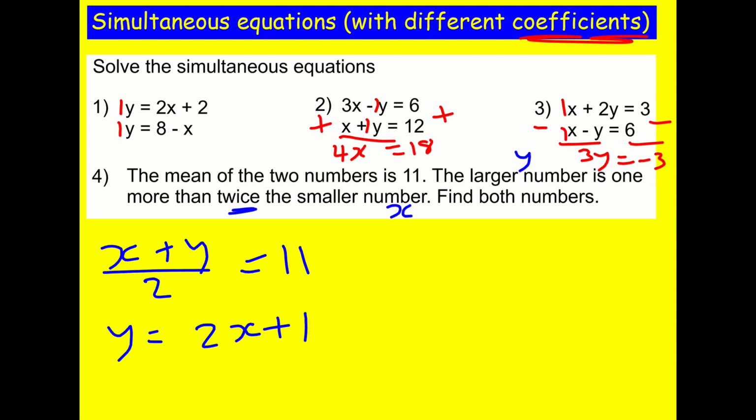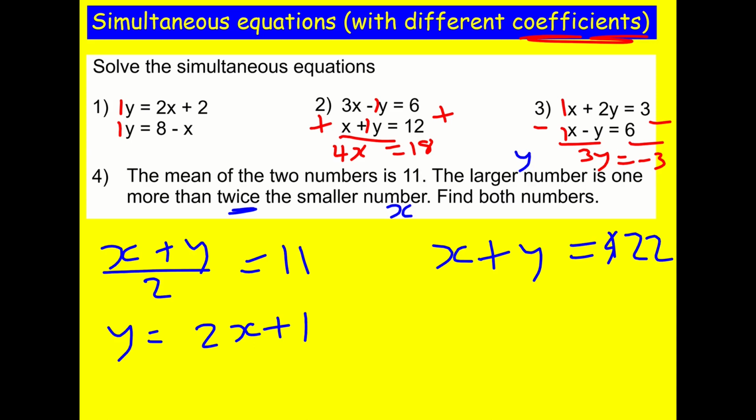This is a bit messy at the moment. What I would do is I would multiply through by 2 for this one. So I've got x plus y equals, not 11, 22 by multiplying through by 2. And there's a few things I could do now on this one.